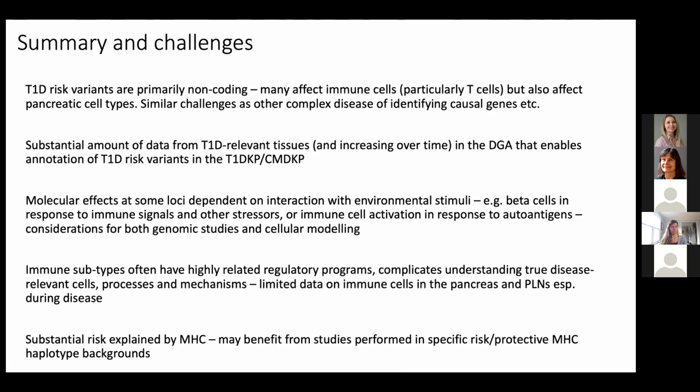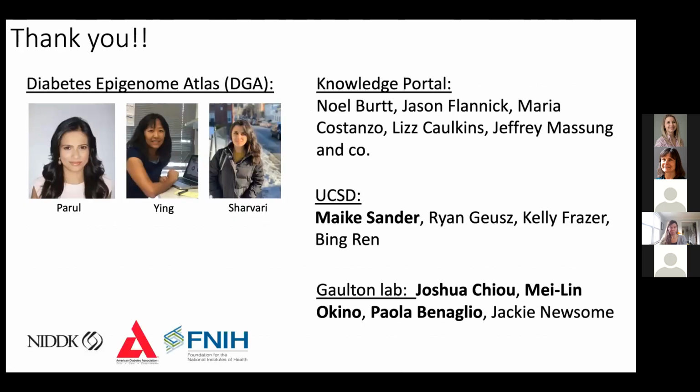And then finally, as Suna mentioned at the beginning, there is substantial risk explained by the MHC. There are not many complex diseases, if any, that have a risk locus with such a profound effect as the MHC has on type 1 diabetes. So these studies would likely benefit from being performed in specific haplotype backgrounds that allow you to capture those really large effects. Okay, thanks.